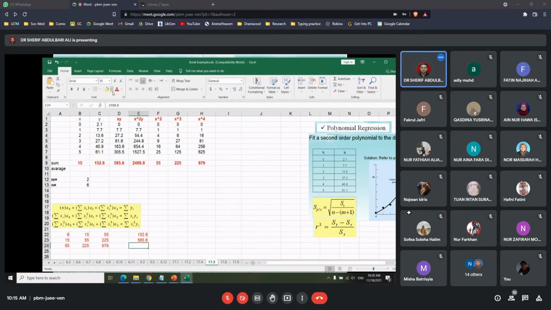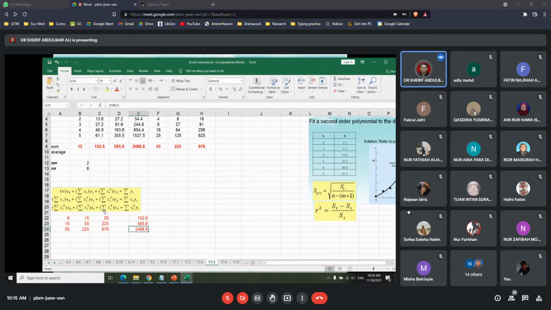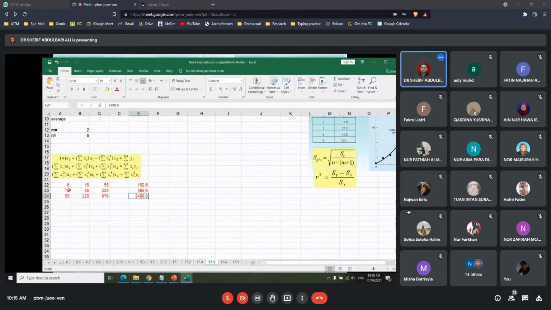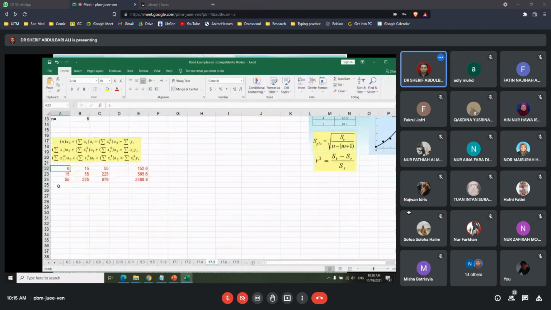Okay, so I got those values. So it's 2488.4. Now that I created this matrix, I need to solve using Gauss to find A2, A1, and A0. I'm not going to explain how you are going to find this. First, you need to make the matrix, so you are going to eliminate these two elements.